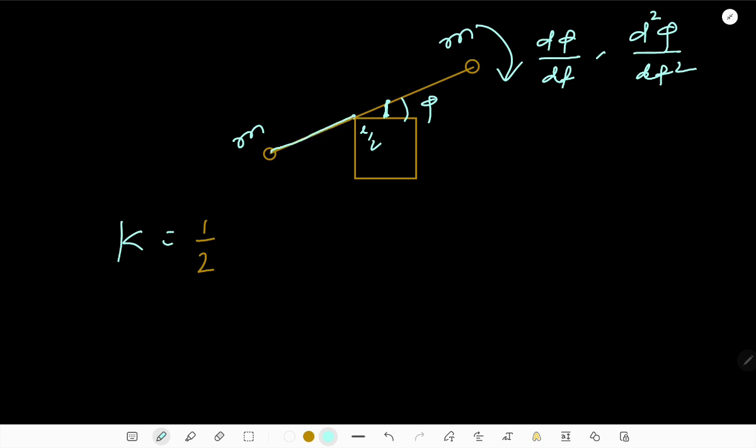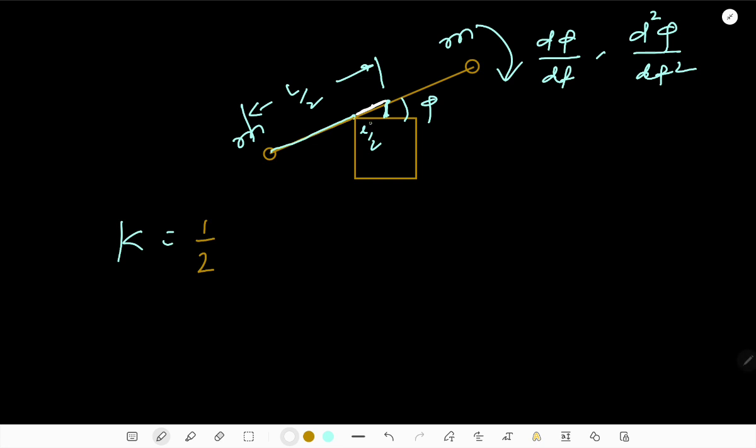and we have information simply that this length is L by 2. So we need to find out this length, and this length must be subtracted from L by 2 to get the distance of the left ball from the axis of rotation.